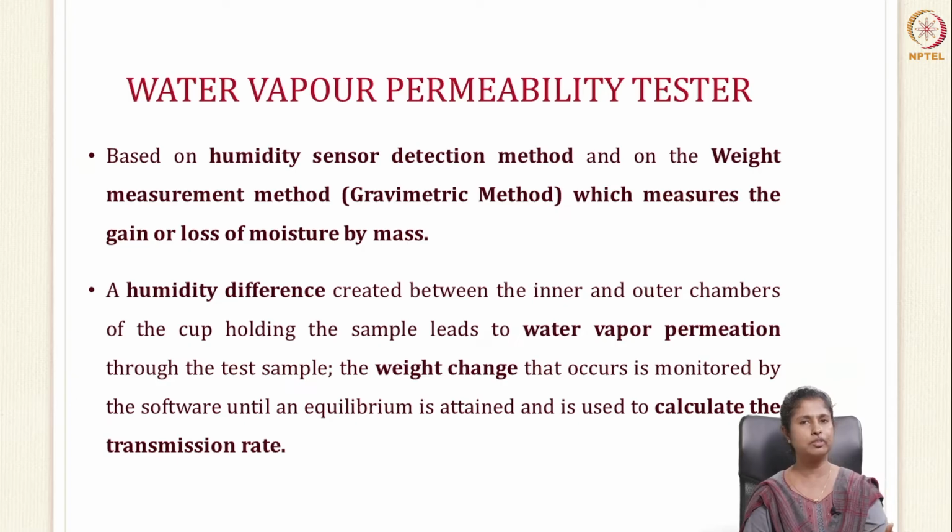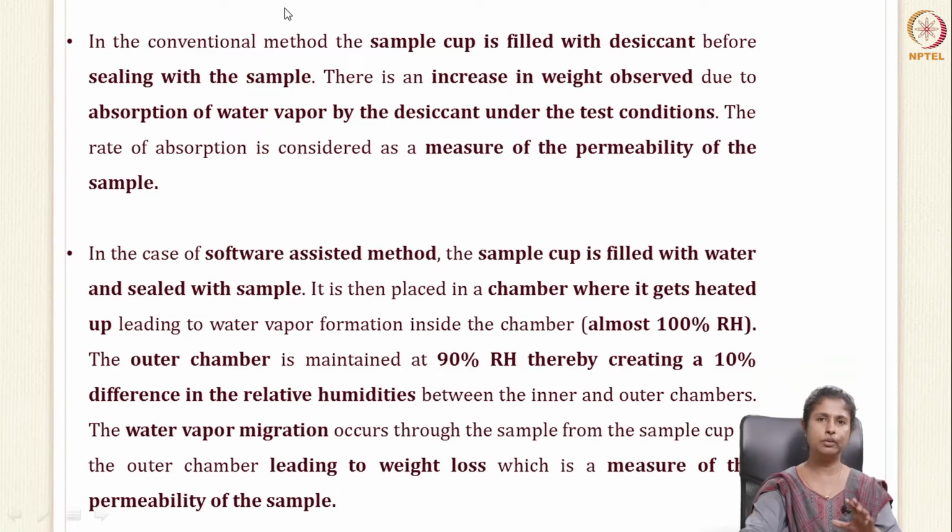So the earlier one which we just mentioned was the conventional method, and this one usually has a tester which, using software, helps you find out the water vapor transmission. The only difference is that in the conventional method, the sample cup is filled with a desiccant before sealing it with the sample, and the increase in weight observed due to the absorption of water by the desiccant under the test condition is calculated. The rate of absorption is usually a measure of the permeability of the sample. So the more the weight gain, the more the permeability. Less the weight gain, less the permeability, or it is a better barrier property.